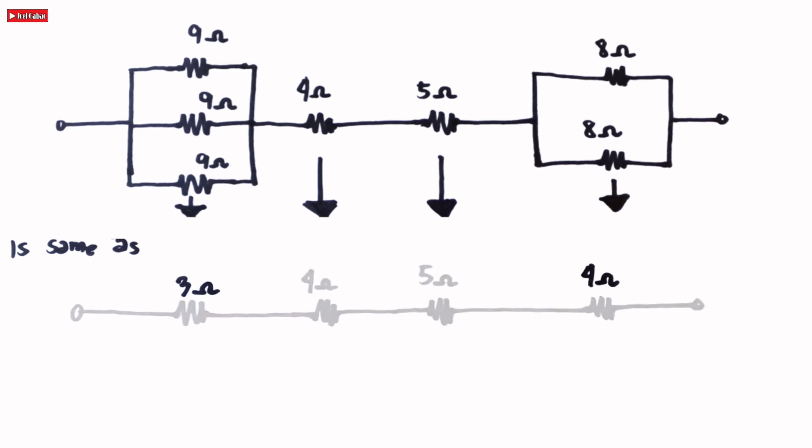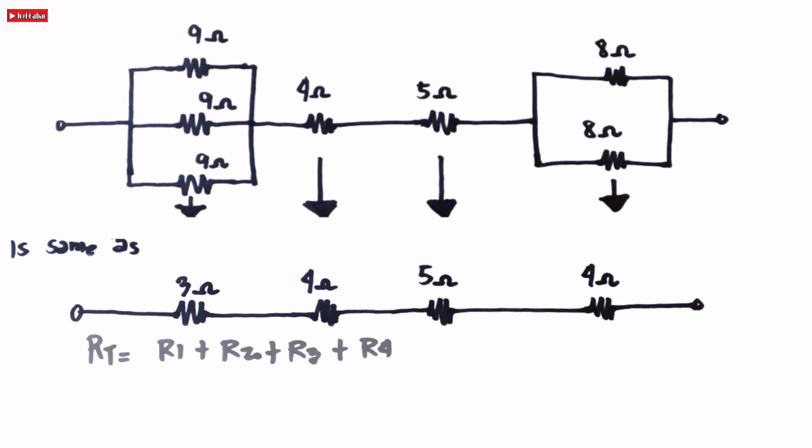After this, we should redraw the circuit. After redrawing the circuit, as we can see, the circuit is a series circuit, so just add the 4 resistances, which is equivalent to 16 ohms.